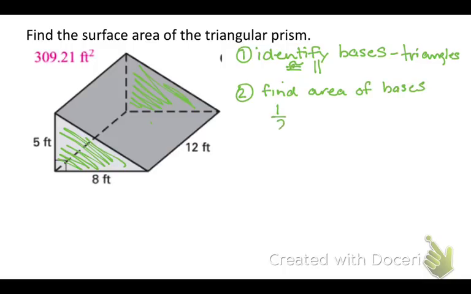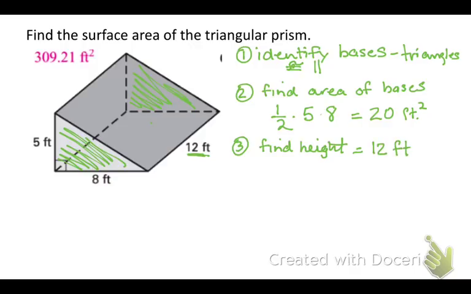So we can easily find the area of the bases, which is 1/2 times 5 times 8. 5 times 8 is 40. 1/2 of 40 is 20. And we're dealing with feet, so 20 feet squared. Third thing, find the height. That's given to you as 12 feet. Remember, the height is, if you stood this thing up on one of its bases, how tall would it be? So this is your height right here, 12 feet.